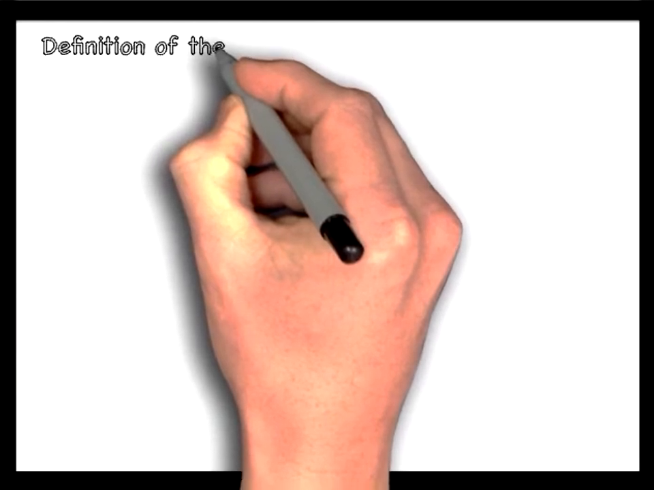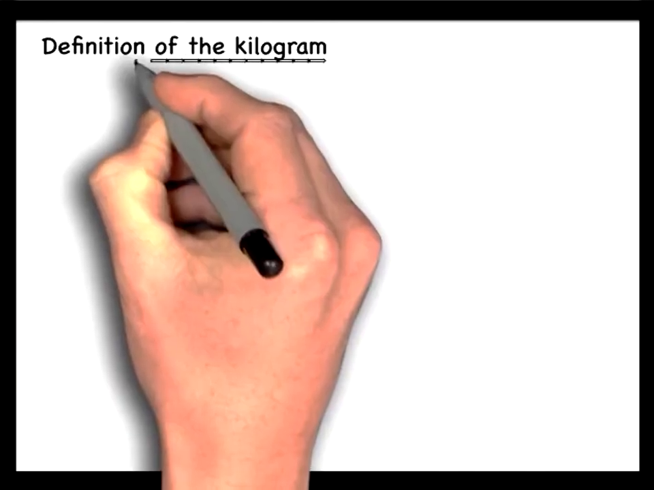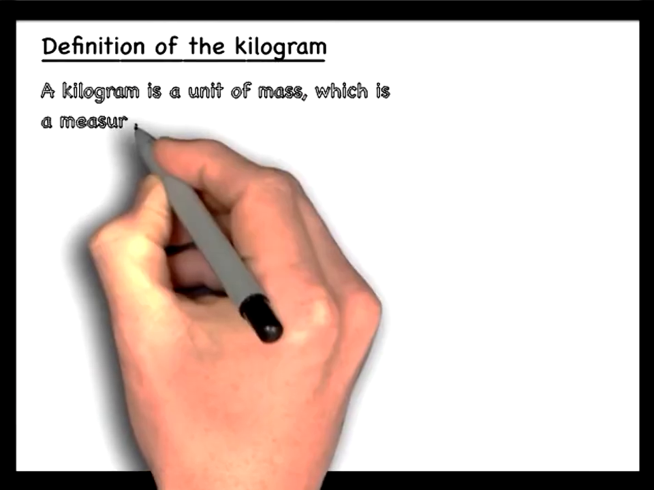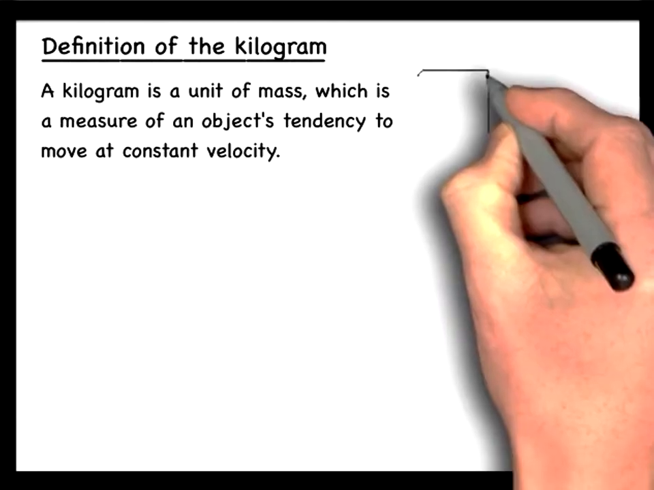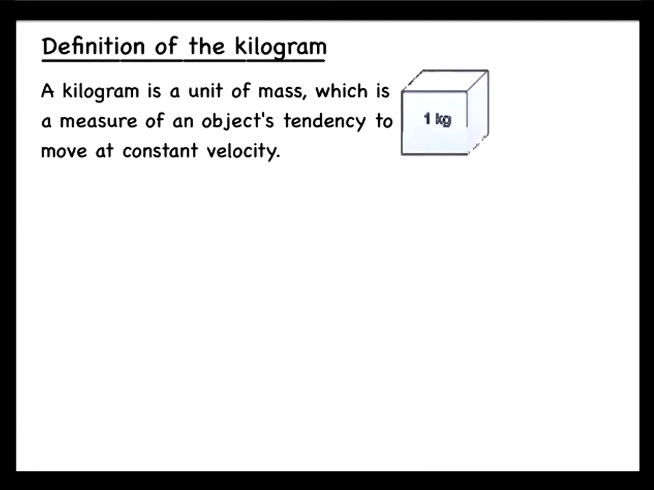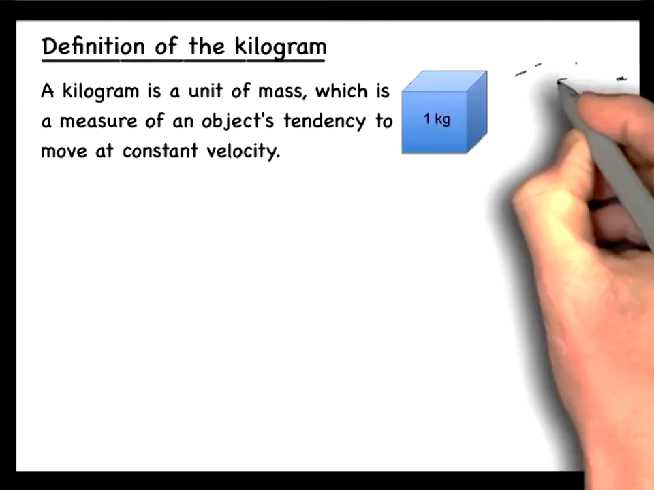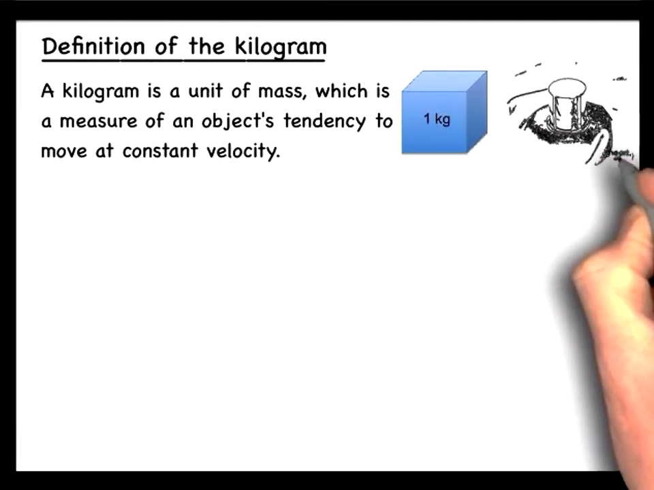The definition of the kilogram, a measure of mass, has changed over time as well. As we will see later on in Chapter 4, the mass of an object is a measure of its tendency to continue to move at constant velocity. The kilogram was originally defined in terms of a specific amount of water, and today 1 kilogram is defined as the mass of a standard cylinder of platinum-iridium alloy.